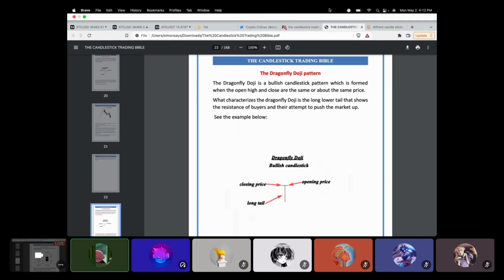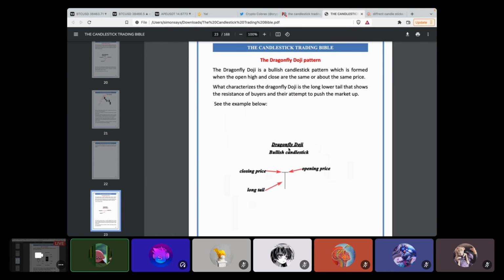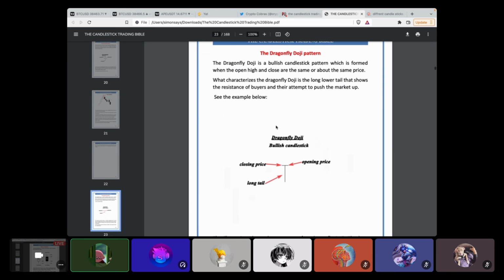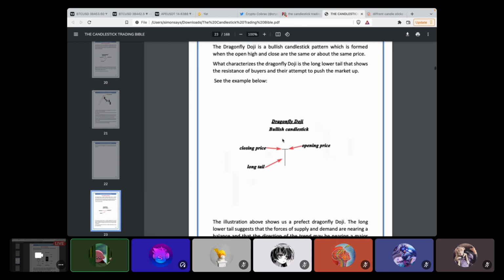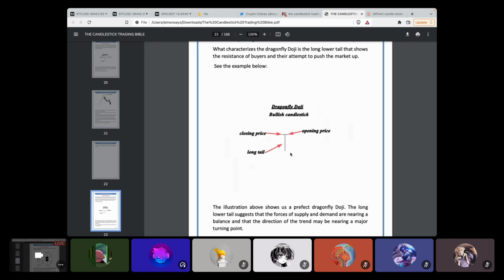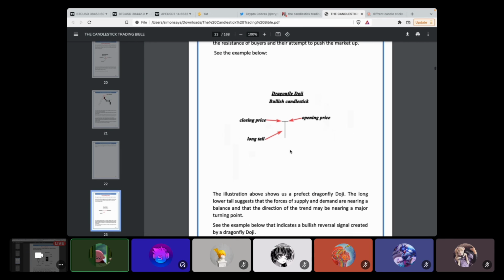So this is the Dragonfly Doji, as we'll be wrapping it up in about 3 to 5 minutes. This is a Dragonfly Doji pattern. The Dragonfly Doji is a bullish candlestick when formed. It is characterized by a long lower tail or shadow, and that shows that the buyers in the market bought up the dip, and now the close is right by its opening again. We didn't even test the upside, so despite what we think, this is a bullish candle.